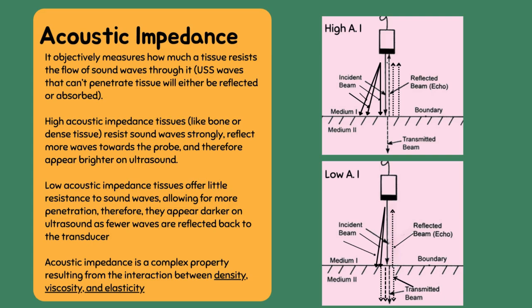On the other hand, low acoustic impedance tissues will offer very little resistance to the sound waves. This would allow more sound waves to penetrate through the entire thickness of the tissue and very little to be reflected back towards the transducer. The images will therefore appear darker as fewer waves are reflected as echoes.